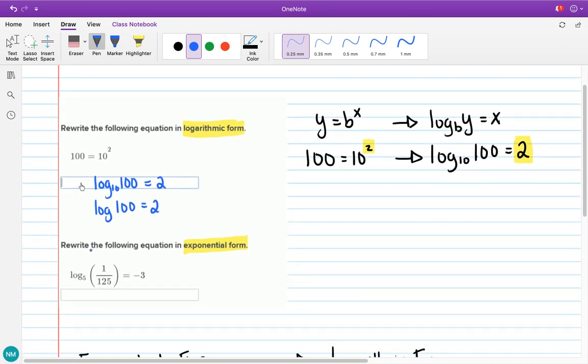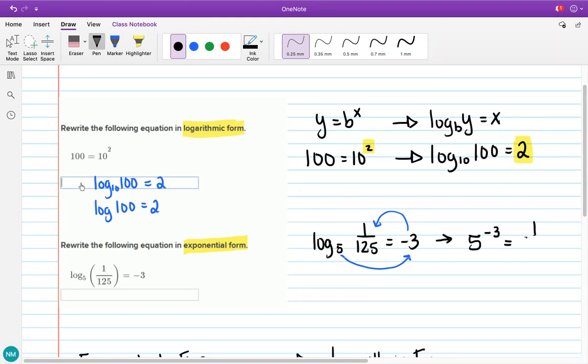And then this one, rewrite the equation in exponential form. So I have log base 5 of 1 over 125 is equal to -3. I kind of write it as a circle. So this to this power equals this. So it's going to be 5 to the -3rd power equals 1 over 125.